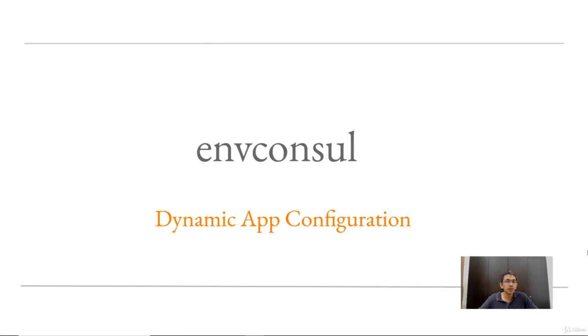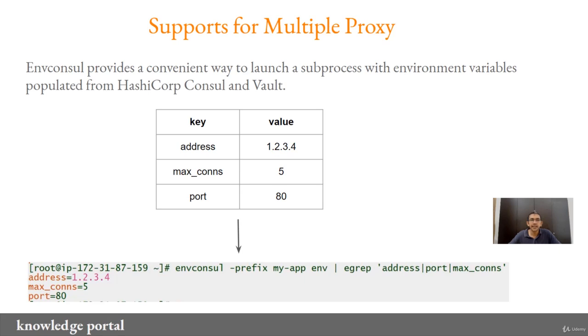Now in today's video we'll be discussing Envconsul. Envconsul provides a convenient way to launch a subprocess with environment variables that are populated from HashiCorp Consul as well as Vault. This can be better understood with this diagram, where on the top you have key values which are available in Consul. So you have address, max connections and port that are available.